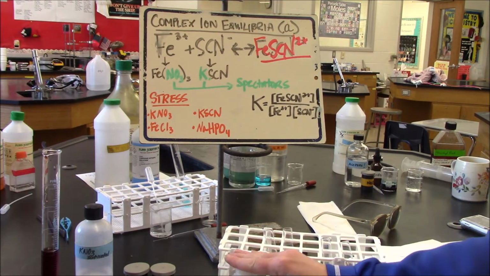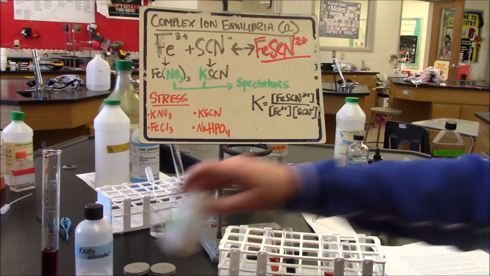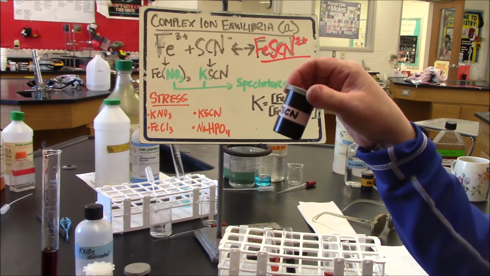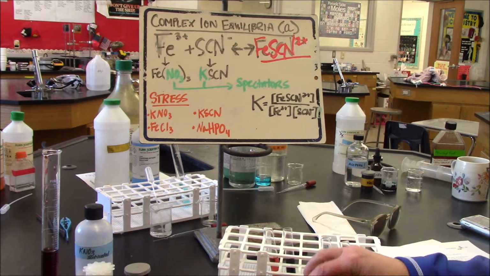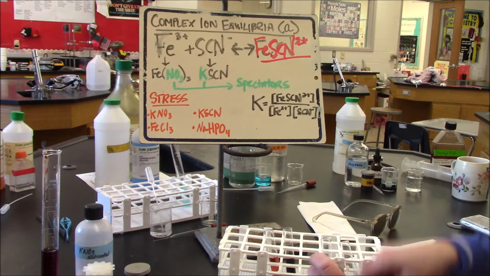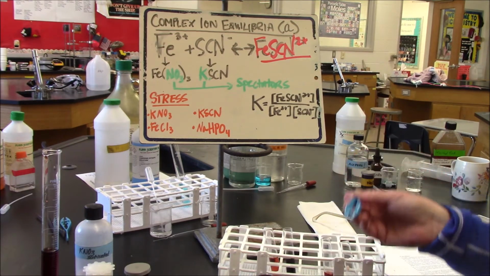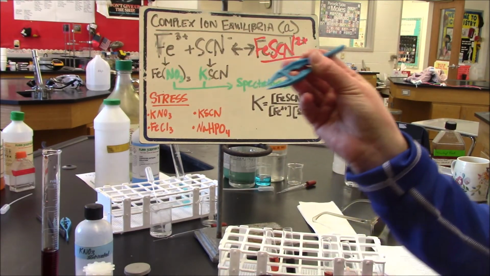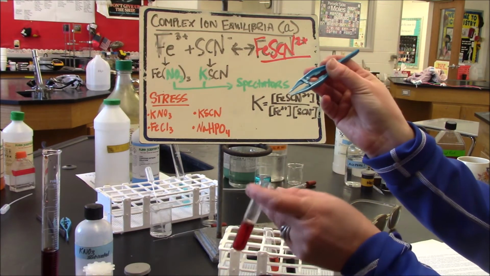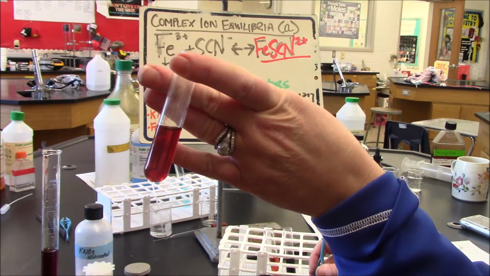Now I'm going to add the thiocyanate ion in the form of solid potassium thiocyanate. This chemical is pretty old. I don't know if it's going to have as good an effect. All right, but you can see that these are colorless and transparent crystals. And let's see if I can do this.